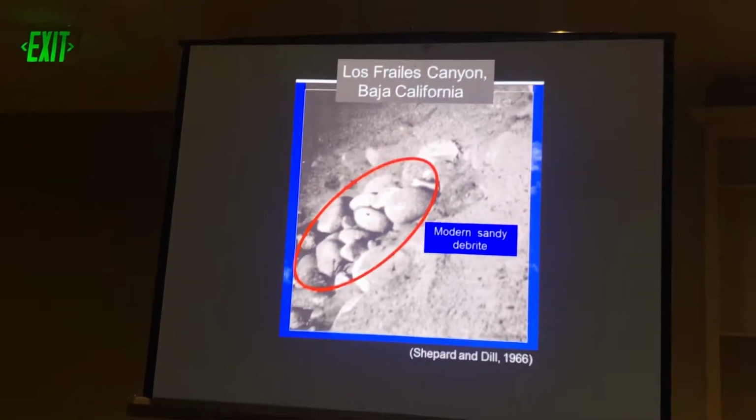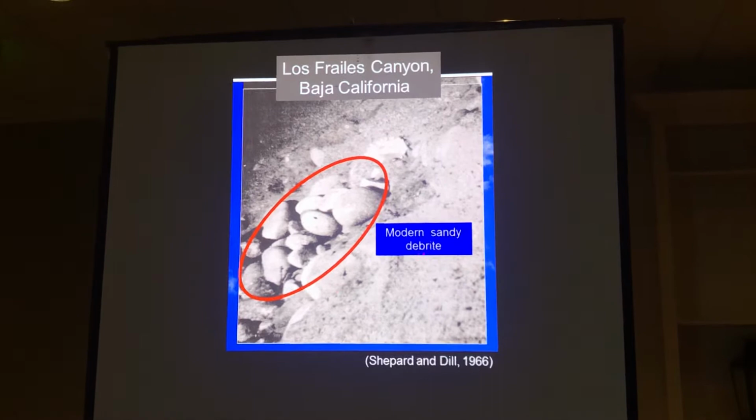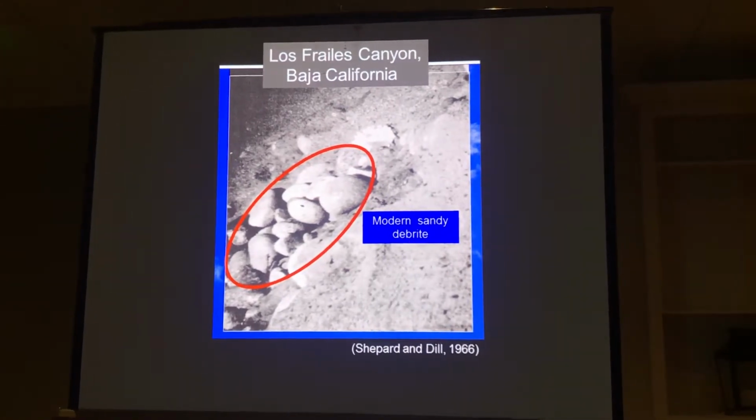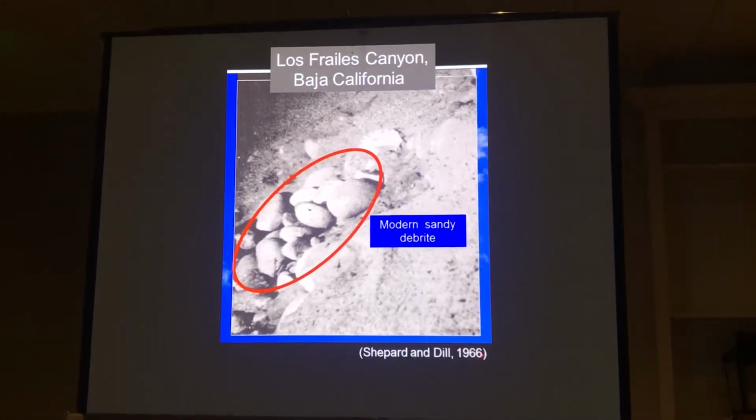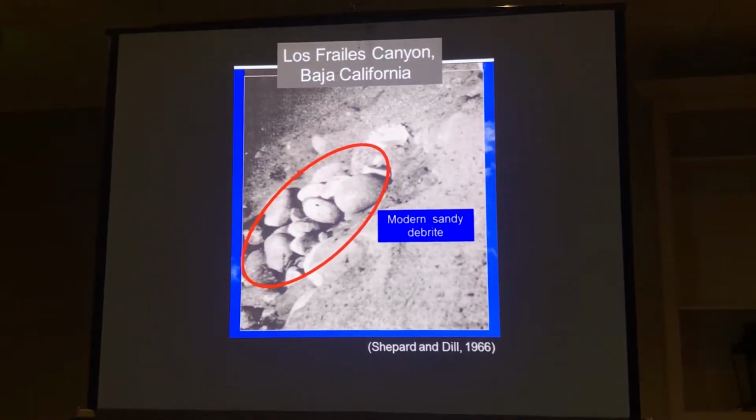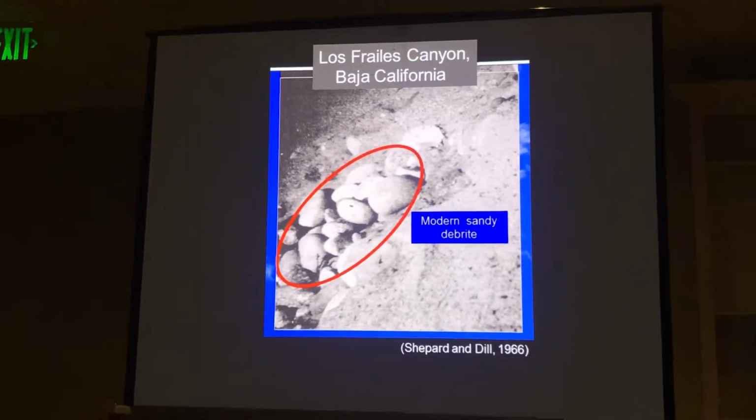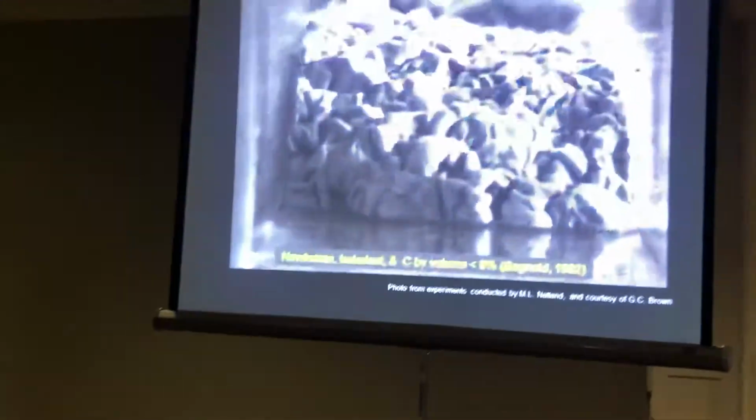In modern submarine canyons, there are large boulders going in a sandy matrix. These are sandy turbidites. But it was published in '66. People in the oil companies particularly didn't pay attention to this oceanographic documentation on marine geology because they thought it was some kind of oddball photograph. But in fact, this documents modern sandy debris flows.